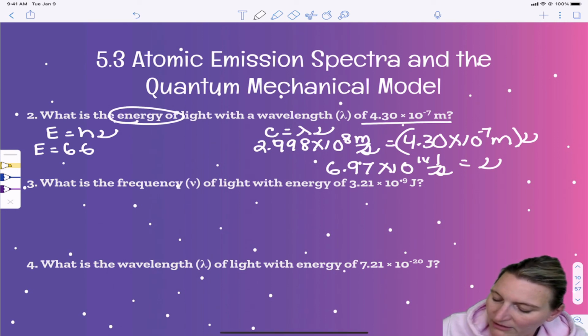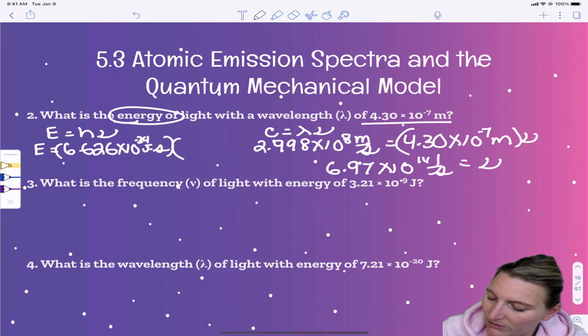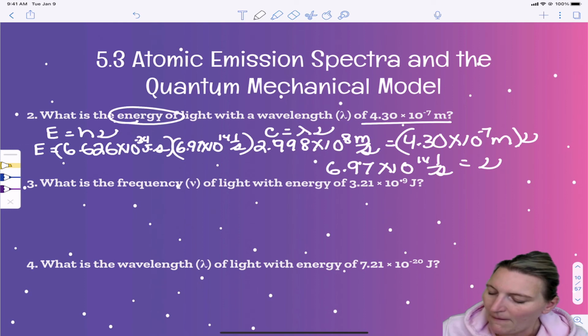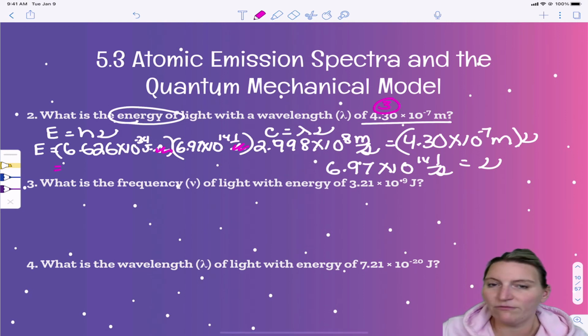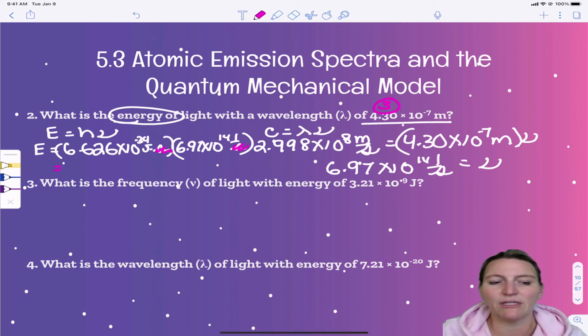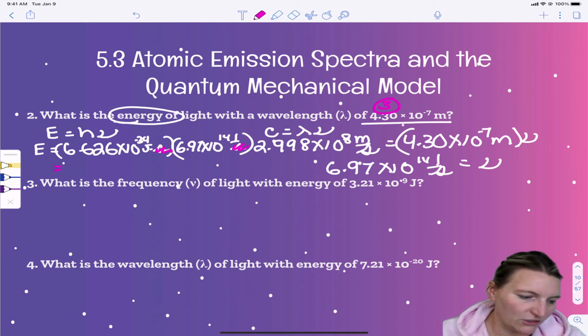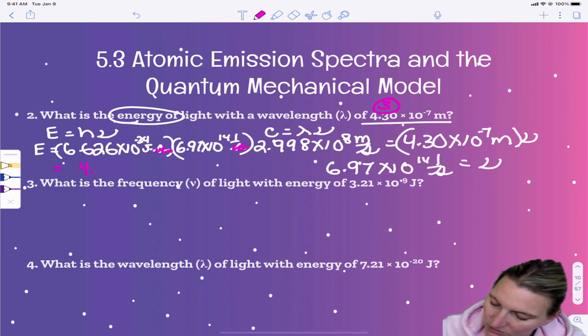Energy equals Planck's constant times frequency, or 6.626 times 10 to the negative 34 joules times seconds, times that frequency, which I just found, 6.97 times 10 to the positive 14 inverse seconds. Multiply those two. Seconds cancel. Again, 3 significant figures because that's the number with the least number of significant figures. And my answer is 4.62 times 10 to the negative 19 joules.